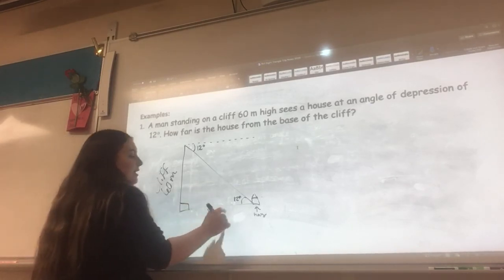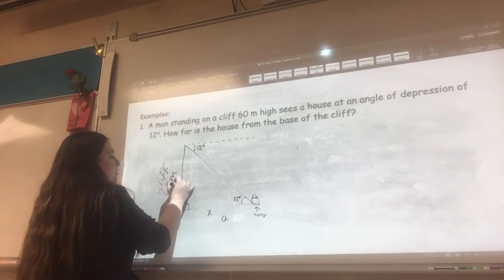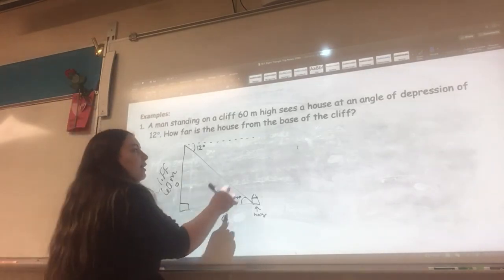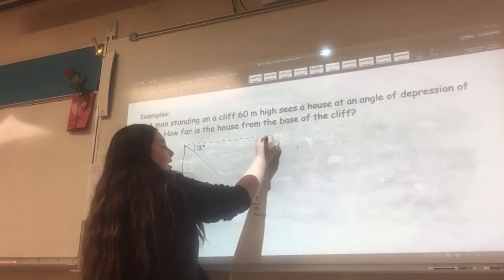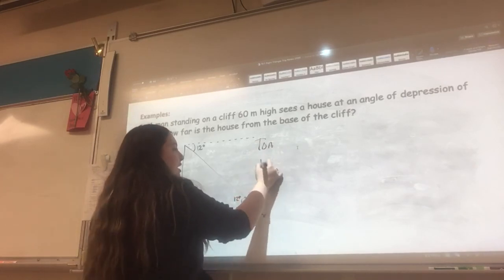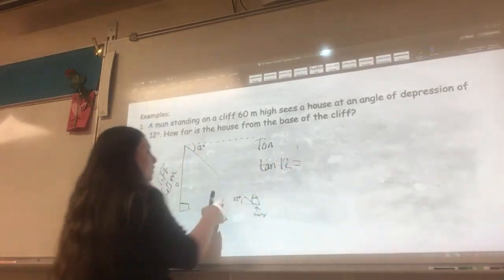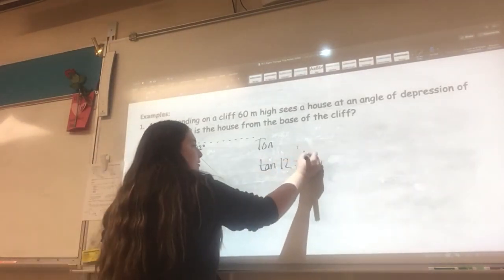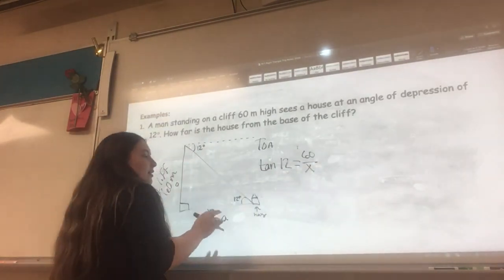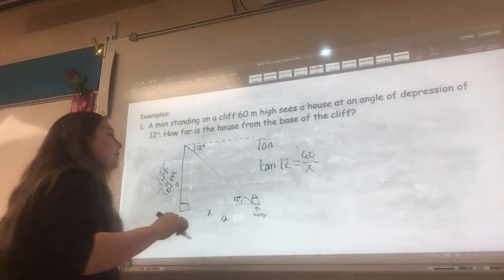So here we have x, which is adjacent to the angle we're looking at, and we have 60, which is opposite to the angle of the cliff. Okay? So that means we are looking at TOA, opposite over adjacent. So we take tangent of our degree of 12 equal to opposite 60 over our adjacent x. Okay? This is just hopefully a quick reminder. If you're having trouble, please come see me later.